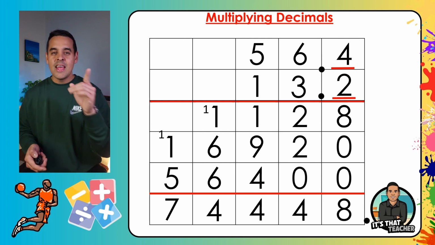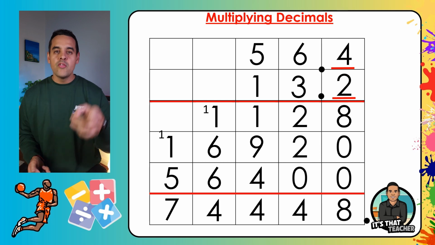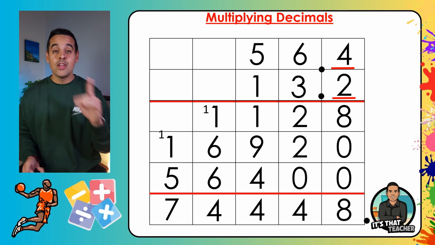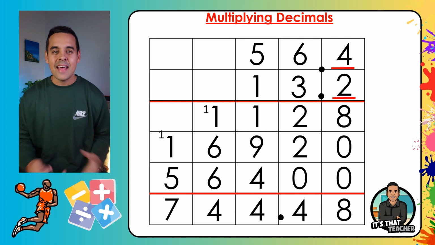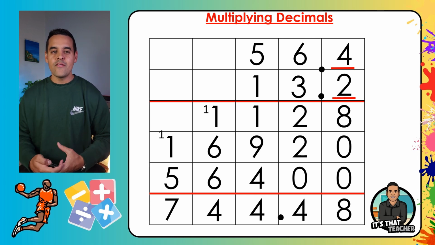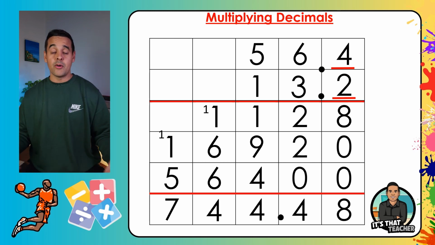Can you see that little dot there? We need to work with that. Now we've got 2 numbers after the decimal point. You need to move it across to your left 2 decimal places. Ready? 1, 2, bang. That's exactly where it goes. 744.48.